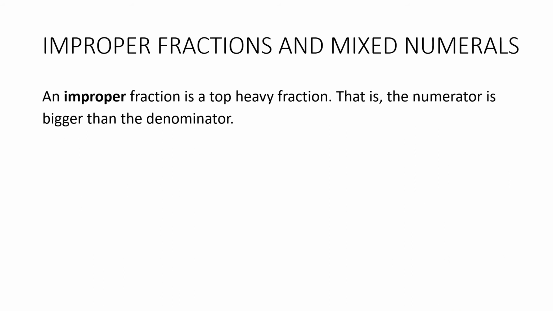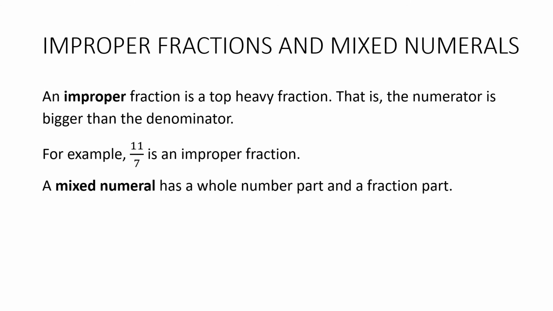An improper fraction is a top-heavy fraction. That means the numerator is bigger than the denominator. So for example, 11/7 is an improper fraction. It looks like it's going to fall over. A mixed numeral has a whole number part and a fraction part. So for example, 1.5 is a mixed numeral.